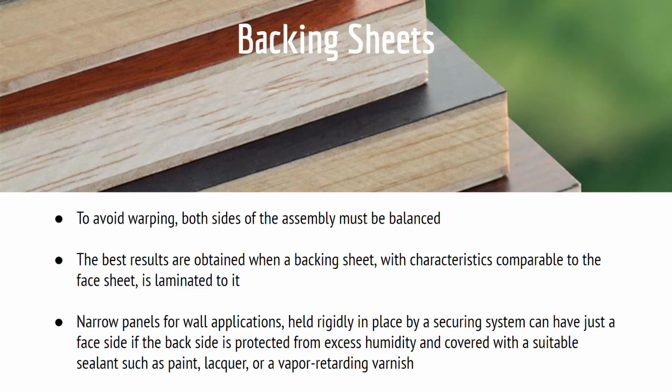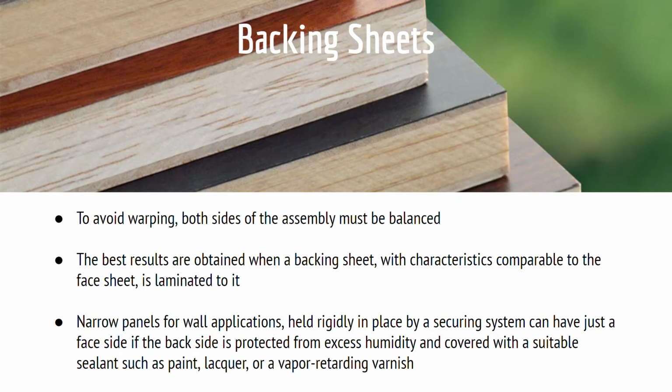A backer is then used to balance the laminate construction, prevent warping, and protect the substrate from moisture. Backers are generally the same material as the top surface, or one matching in dimensional stability. To avoid warping of a panel assembly faced with high-pressure decorative laminate, stresses resulting from thermal or hygroscopic forces on both sides of the assembly must be balanced.